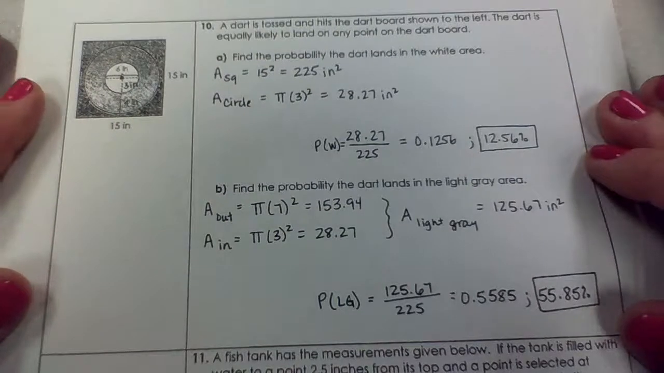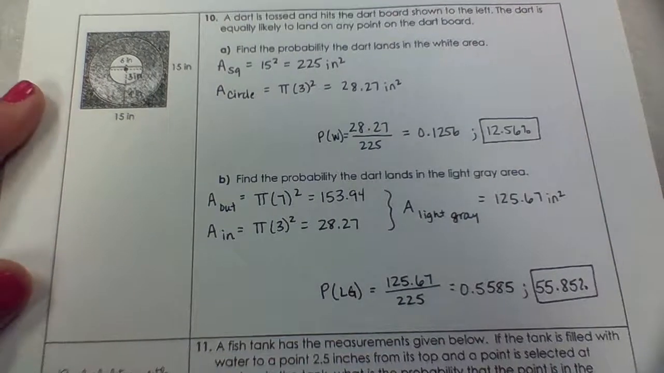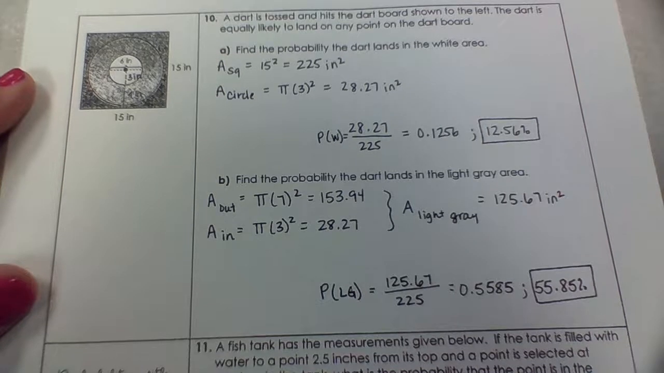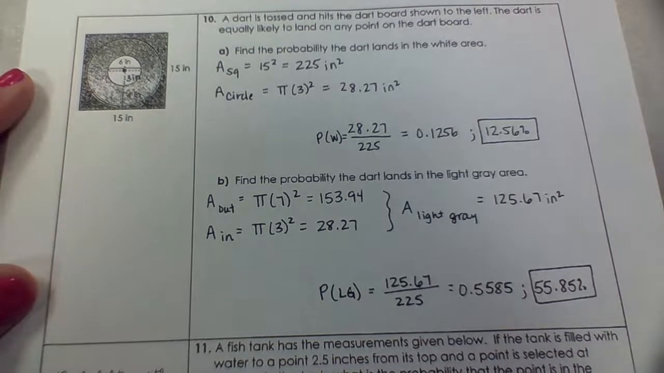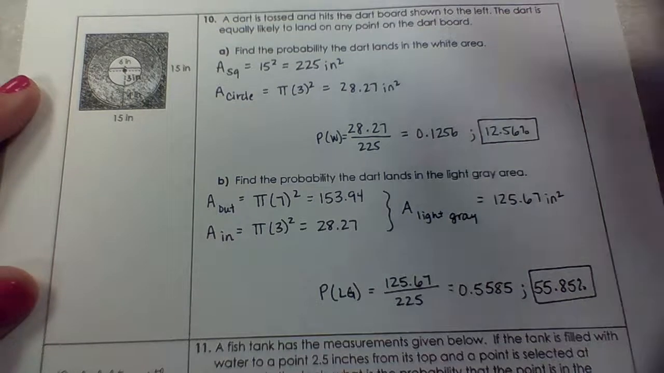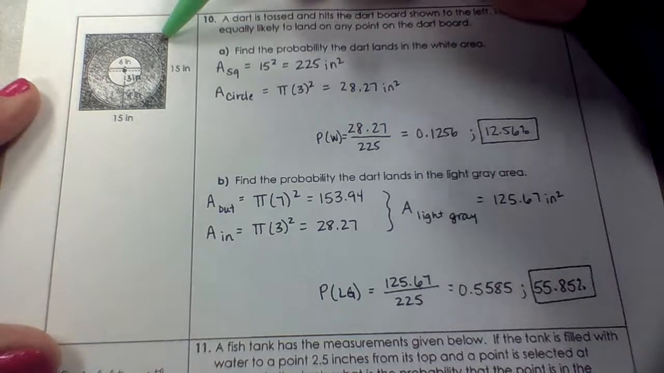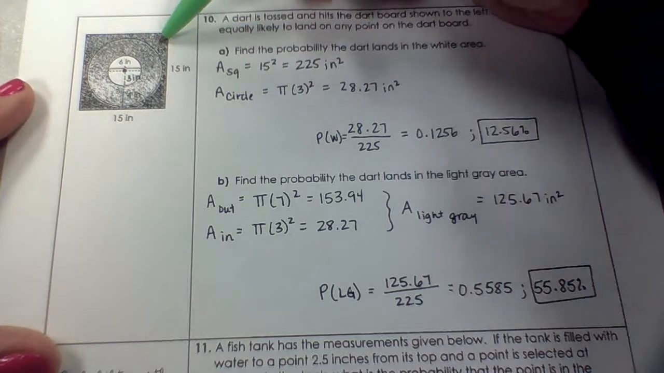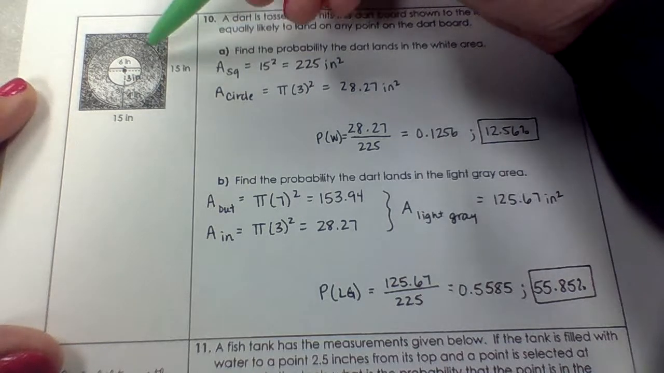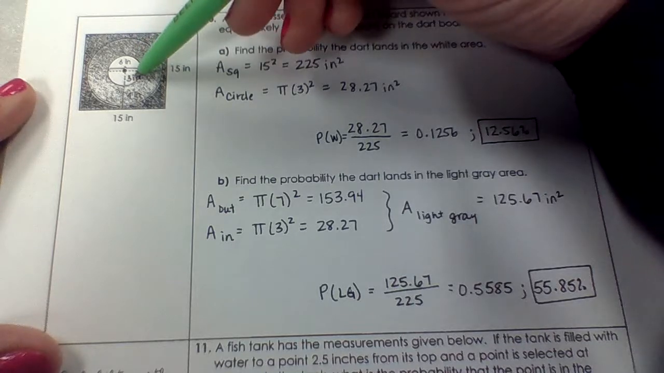Okay, number 10. So number 10, a dart is tossed and hits the dartboard shown to the left. The dart is equally likely to land on any point on the dartboard. Okay, find the probability that the dart lands in the white area, find the probability that the dart lands in the light gray area, and then find the probability, we don't even have to do the dark gray. Okay, so this is dark gray, this is light gray, this is white.